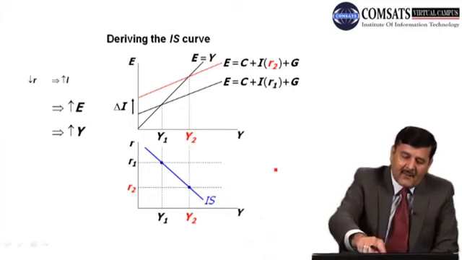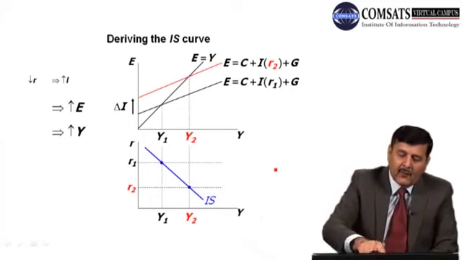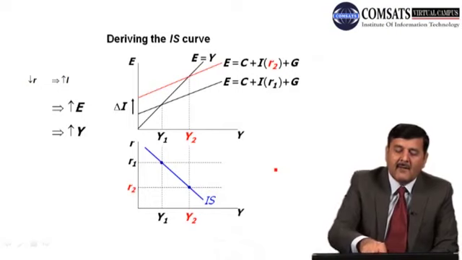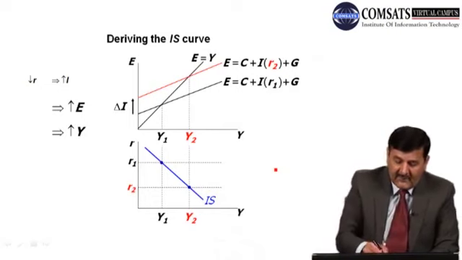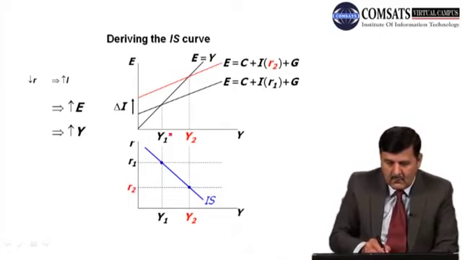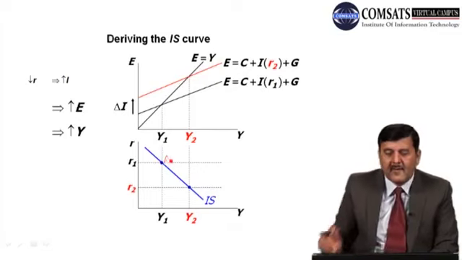Now if you bring this Y1 line down below, you get a point against R1 and Y1. We can call this point A, right?